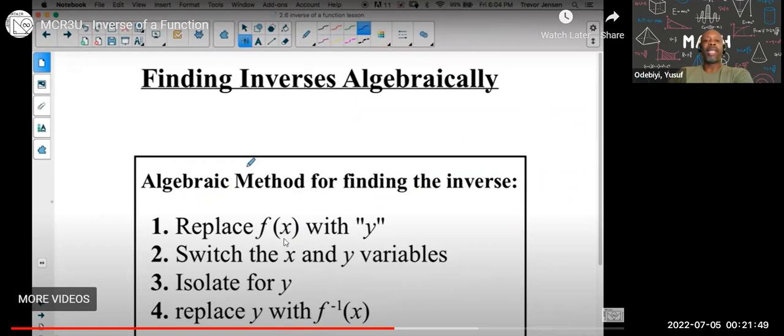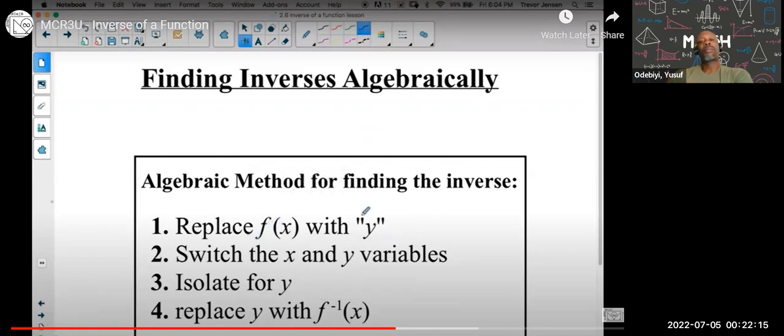So here, you replace the f of x with y, then you swap the x and y variables. Once you swap the x and y variables, you isolate your y. And once you get the y isolated, you replace the y with inverse function notation over here. Okay, so watch. Here's an example.